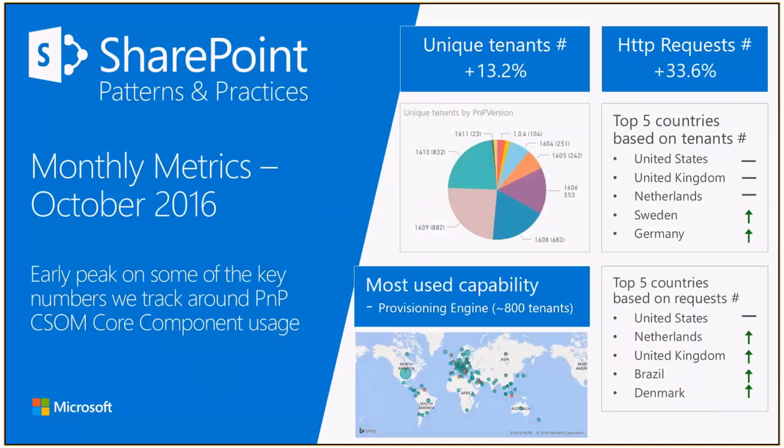So, monthly metrics. This is a really early summary, but we got the final metrics yesterday. From a PnP core component and PowerShell usage perspective, the unique tenants using PnP have grown 13.2%, and we're up to roughly 2,600 tenants using the PnP core component or PowerShell in production.